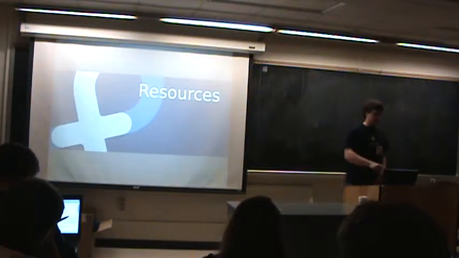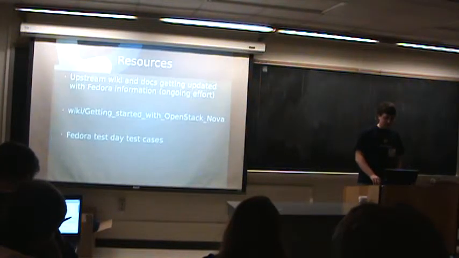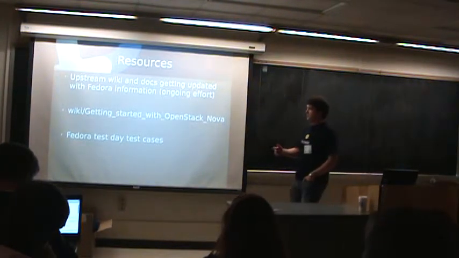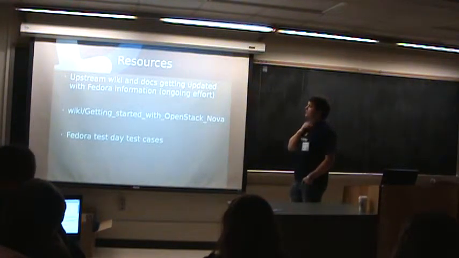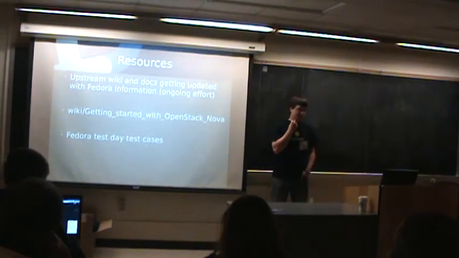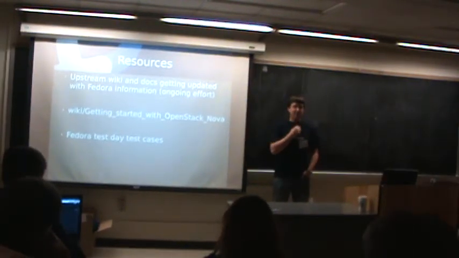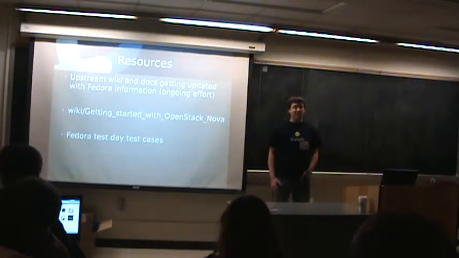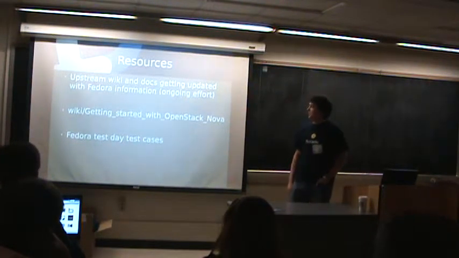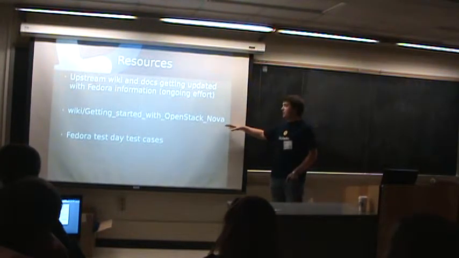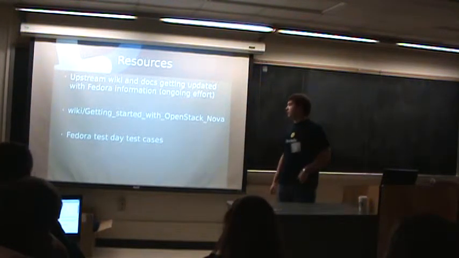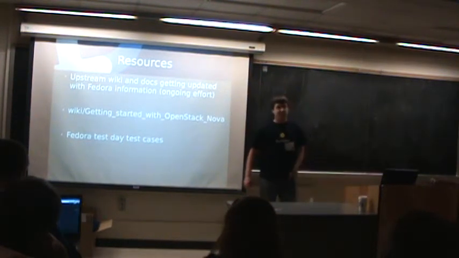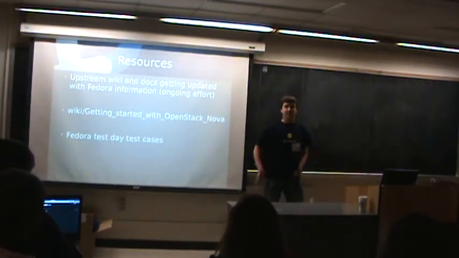Just one more slide, and then I'll turn it back over to Dan. There's lots of documentation upstream, but I wanted to point to a few things that are Fedora related. A lot of the upstream documentation talks about Ubuntu, but not Fedora, so Fedora CloudSync members are helping there, adding Fedora bits to the documentation. There's also a wiki page on the Fedora wiki, getting started with OpenStack Nova, with a lot of information on getting it installed on Fedora. I also recommend the test day test cases, because they're nice and organized, and I find it helpful to report on everything.